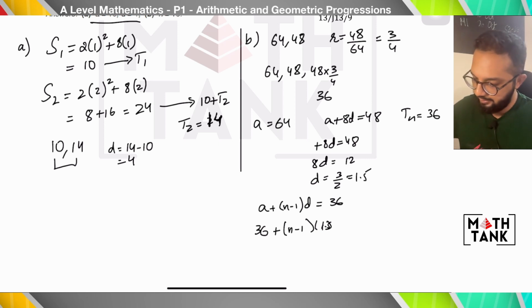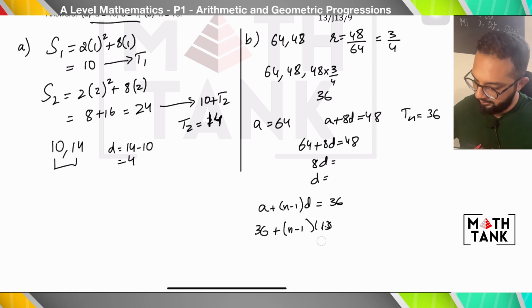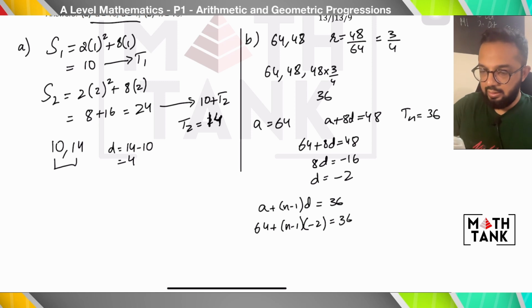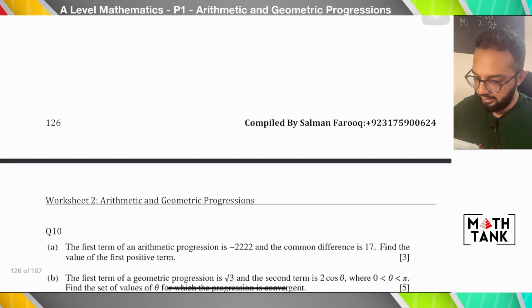So D should be minus 2. D is minus 2. So 64 plus n minus 1 times minus 2 equals 36. 36 minus 64 divided by minus 2 is 14. N is therefore 15 from this equation. Yes, that's the correct answer.